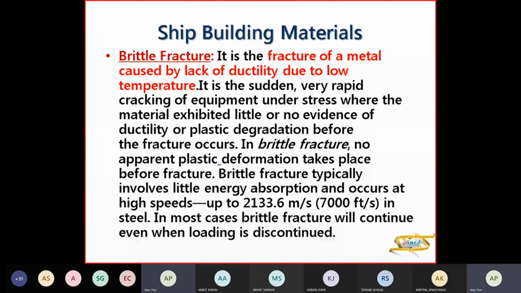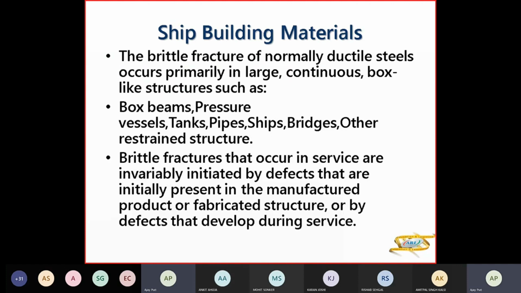The speed of this fracture is very fast, 2133.6 meters per second. So it can crack the entire ship and it can sink within minutes. So in most cases, the brittle fracture will continue even when your loading has been discontinued. So means of avoiding becomes very difficult in brittle fracture once the onset starts. So the brittle fracture occurs in normal ductile steel when you have very low temperatures, primarily in large continuous box-like structure like box beam, pressure vessel, tanks, pipes, ships, bridges, and other restrained structures.